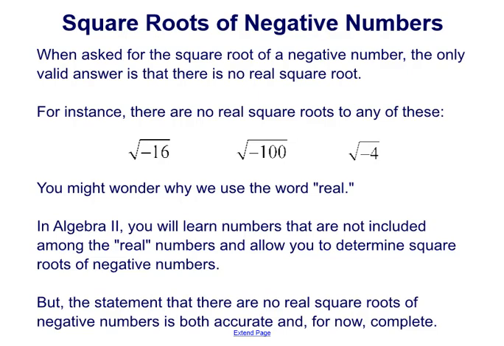Now you might wonder, why are we using this word real? Why isn't there just no square root? Well, in Algebra 2, you will learn numbers that are not included among the real number system and allow you to determine square roots of negative numbers. But the statement that there are no real square roots of negative numbers is both accurate and, for now, complete. We'll wait till Algebra 2 to explore that any further. This is what we're going to write for now.